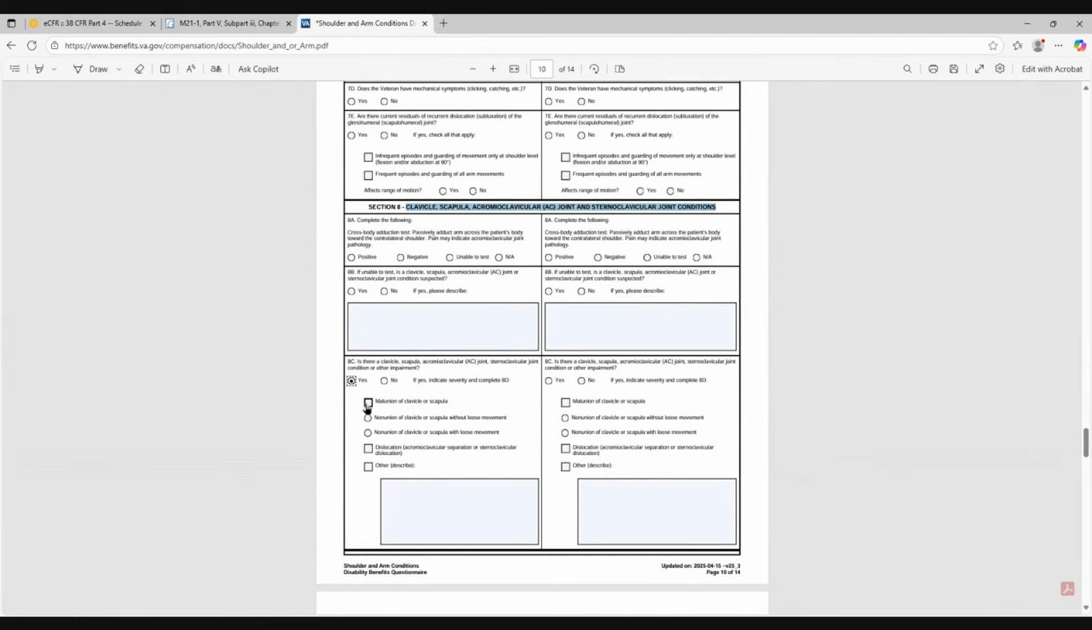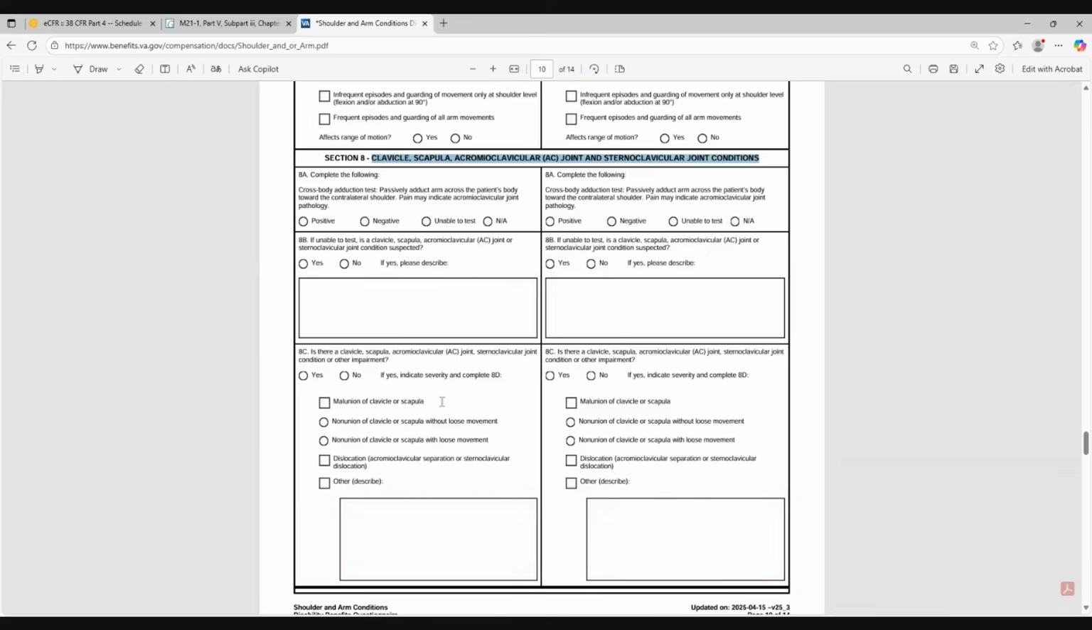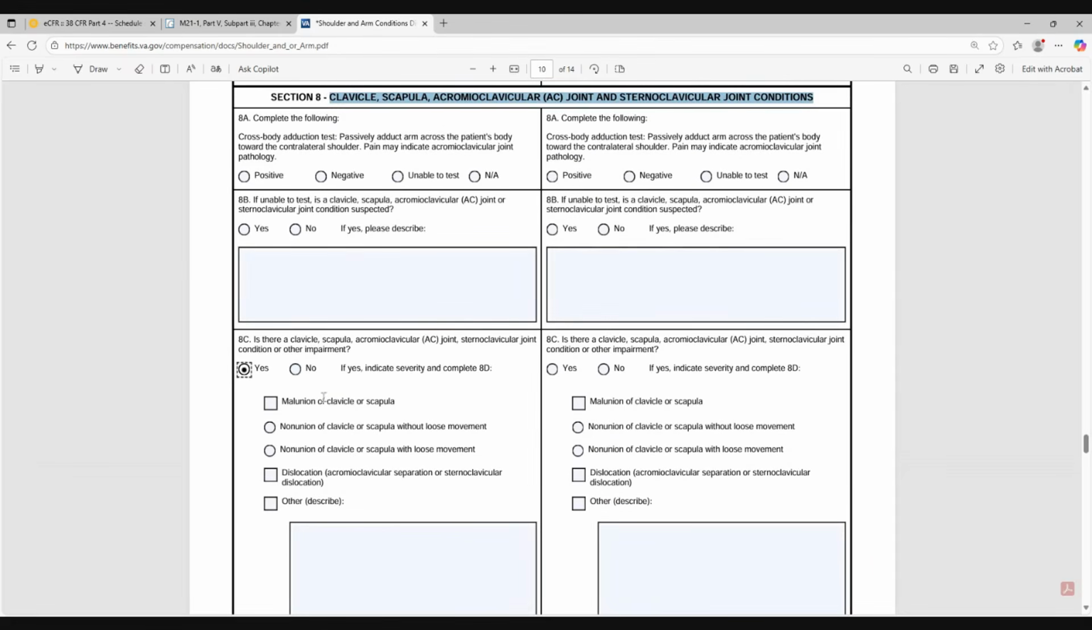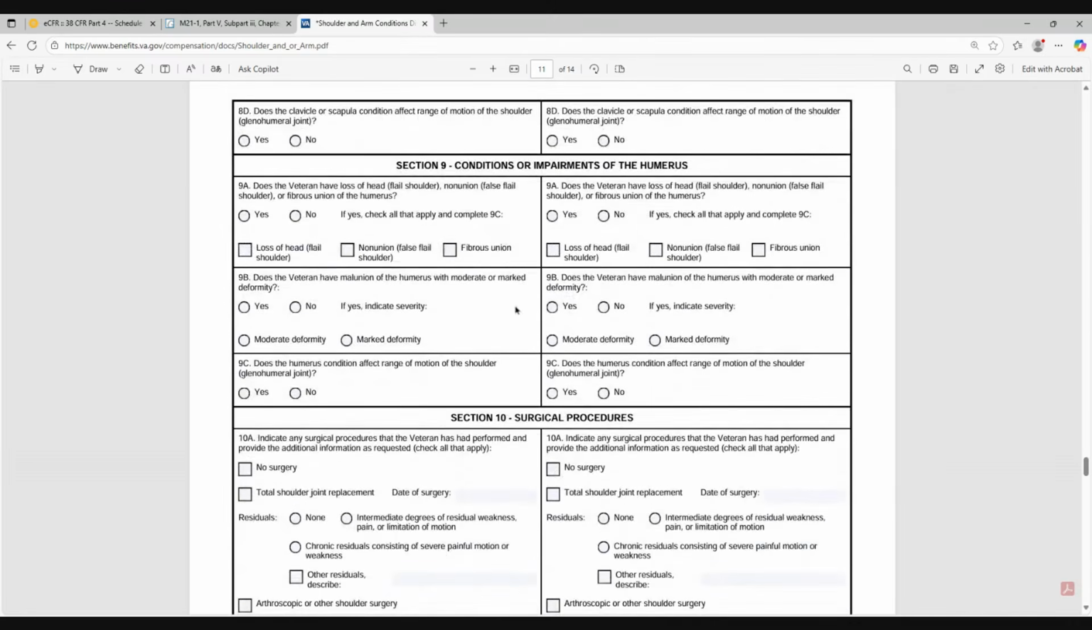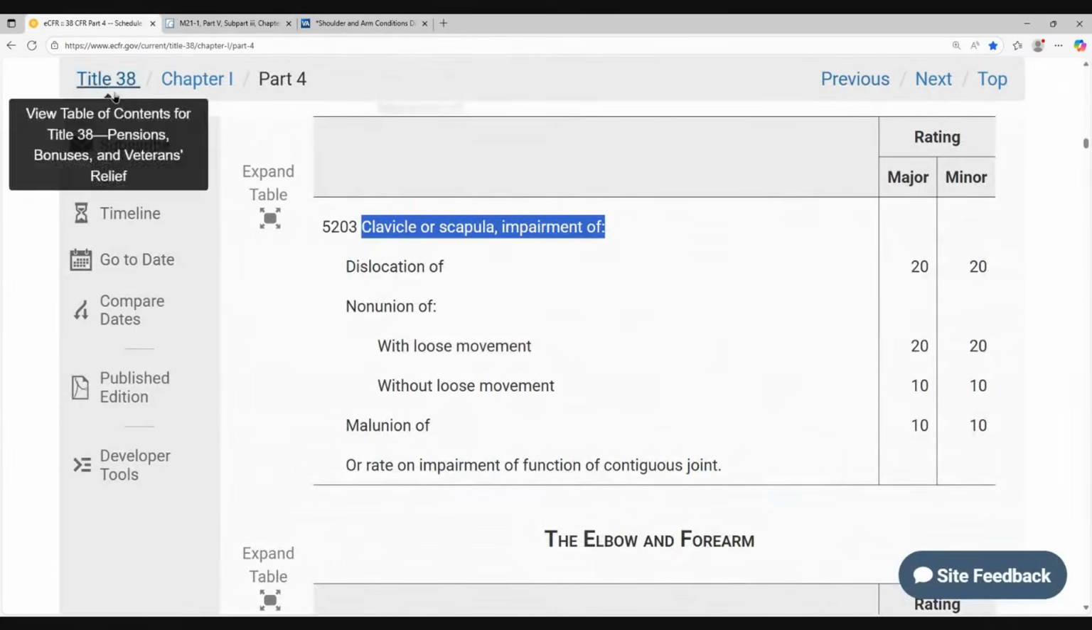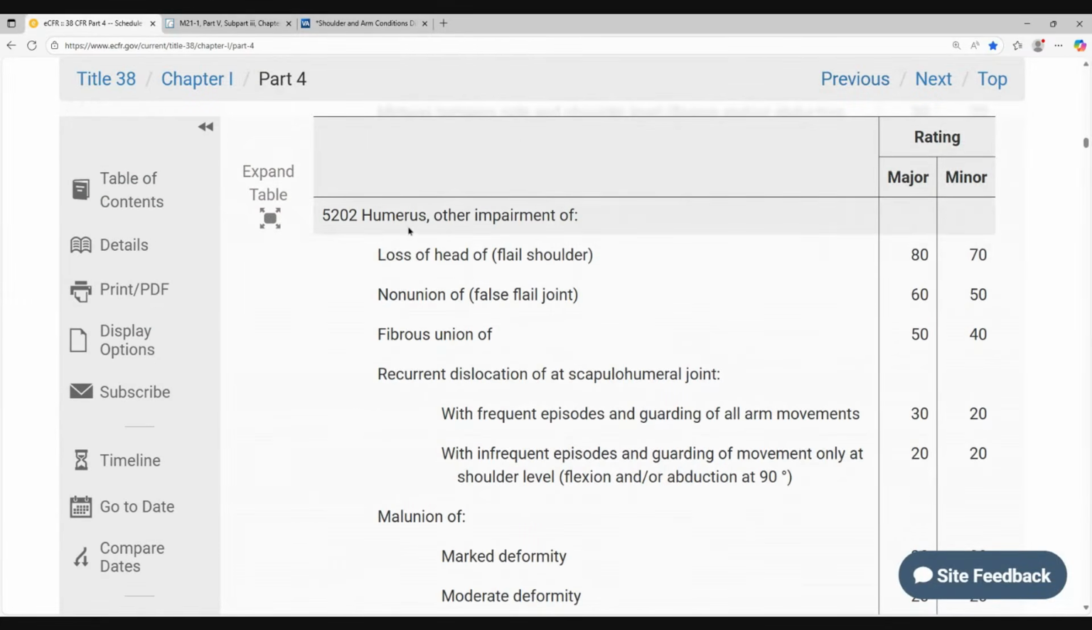There's not much pushback on this because there's not too many diagnostic tests that can be done to overcome any kind of doubt. I mean, we just take the examiner's word for it. And then we come down here. This is the humerus section. So this is going to be where they check the boxes: loss of full head, non-union, fibrous union. And as we see up here, pretty much the rater is going to transpose whatever the examiner puts on the DBQ into VBMS-R, and that's going to be it.